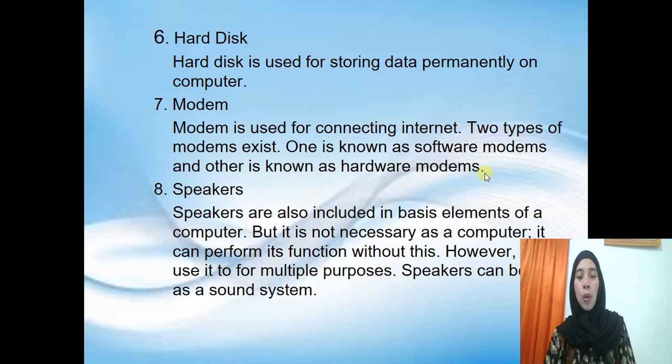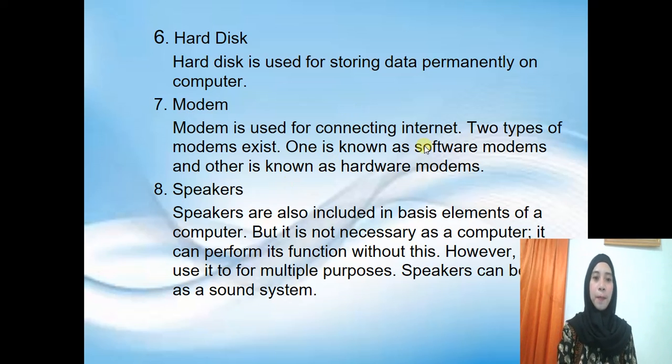So from this statement, who knows which one is the keyword for the function of element modem? Anyone could tell me please? Which word is the keyword? Yes, good job. The keyword is the word connecting, because the function of modem is used for connecting internet. Don't forget, the keyword for the function of modem is connecting. It is the function of element modem. Well, the next, number 8, speakers.